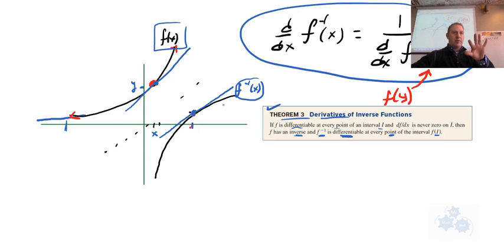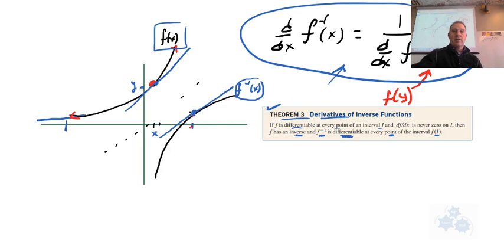So you could obviously switch x and y, solve for y, and take the derivative of that new function. Fine. But what happens if it's a really complicated function and you don't really want to solve for y? You can't solve for y. It's just too tricky. So this is going to help us that way.